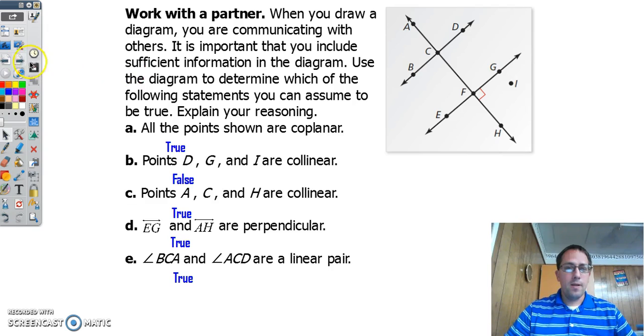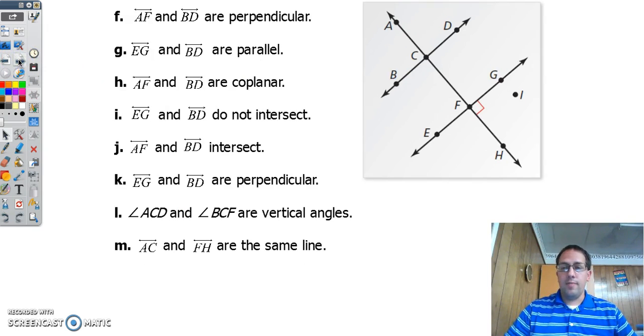All right. So we've got a couple more. Here we go. Same diagram. We've got a few more. So again, pause the video and answer these questions.